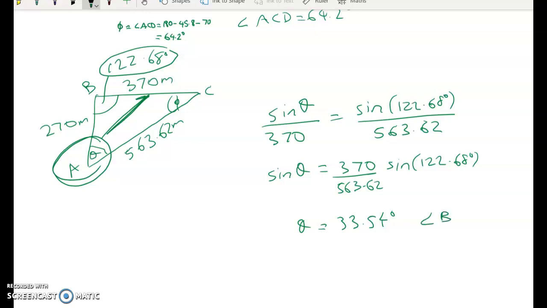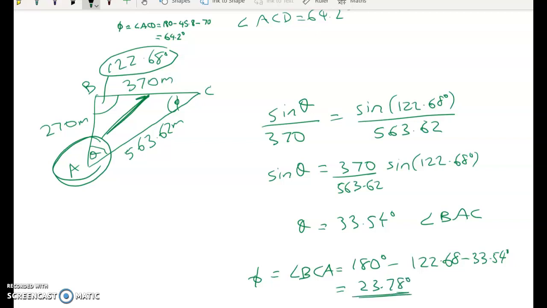So that's angle BAC. And I do the same thing. I can do the sine rule again, but the faster way to find phi, which is angle BCA, is to use my Year 9 rule about angles in a triangle. And that gives me an angle of 23.78 degrees. Now, if you're working in a hurry, it's worth stopping and just looking to see if that makes sense, right?